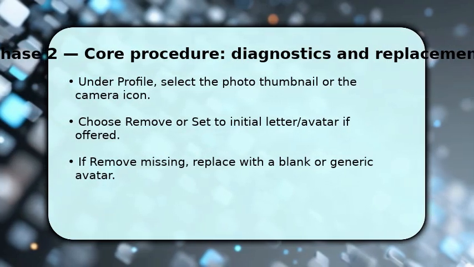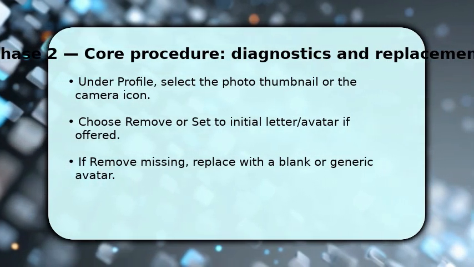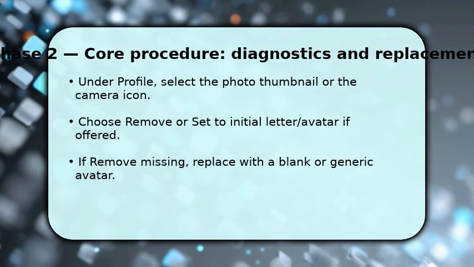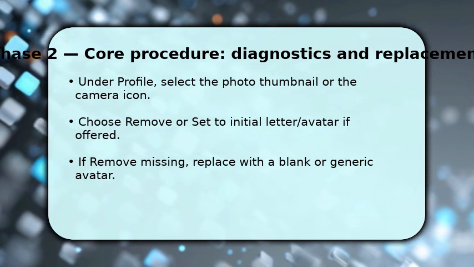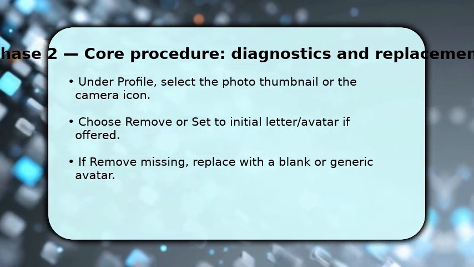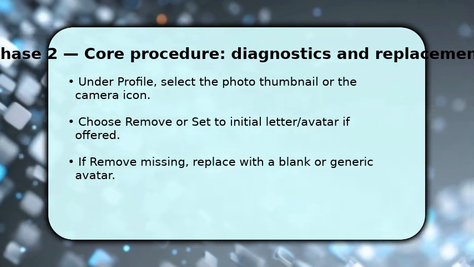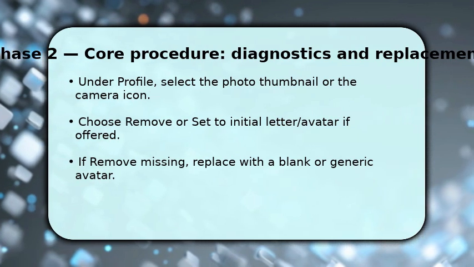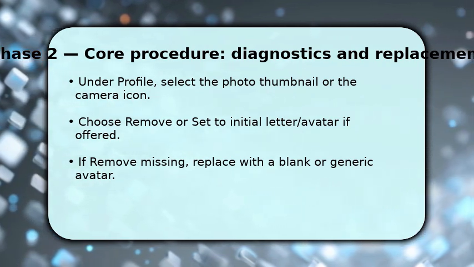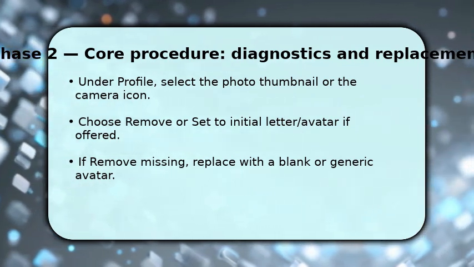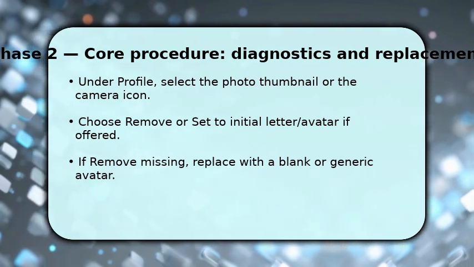Next, find the profile photo area under Personal Info and click the thumbnail or camera icon. That opens Upload and Remove controls. You'll see Remove or Delete. Select it to clear the image, and wait for the confirmation that the change synced. If Google only offers Replace, upload a plain initial or generic avatar to achieve the same visual removal.